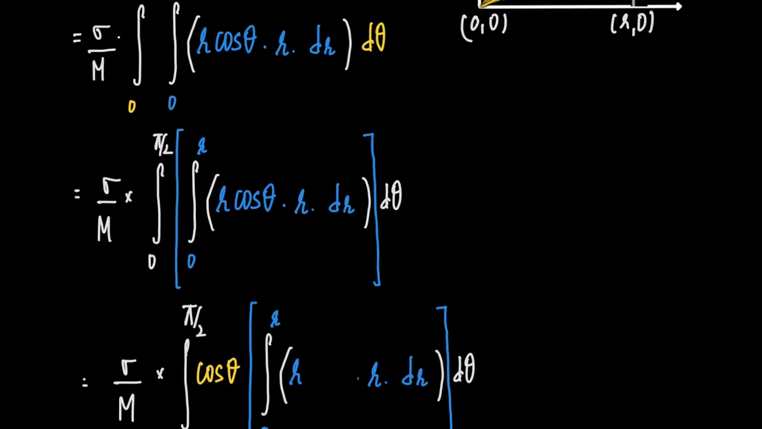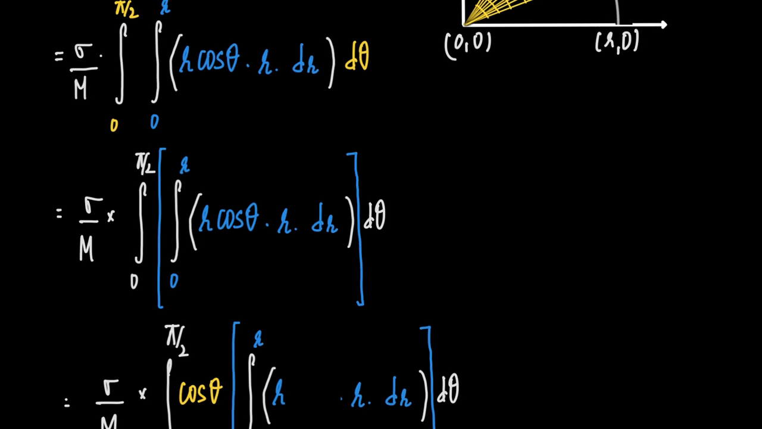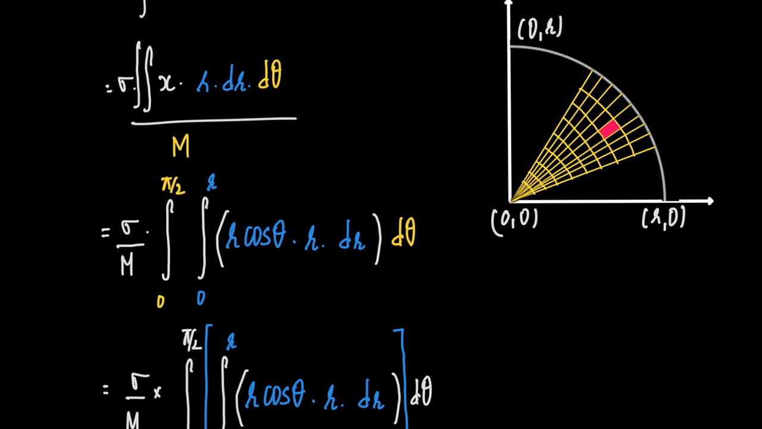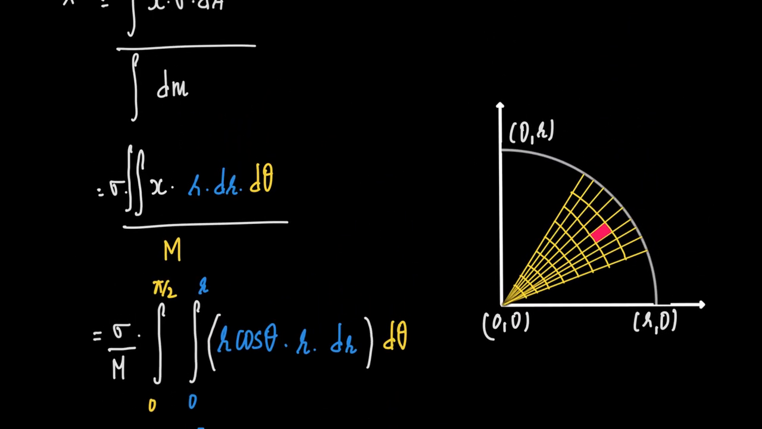Okay, if the visualization is clear to you, if these limits are clear to you, then what I'll do is I have rewritten the same expression here, with the only difference being that integral dm is written as m. Why? Integral dm is the total mass, which is m.